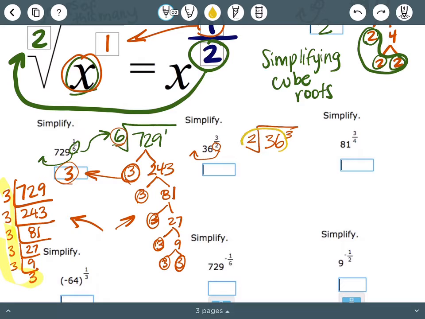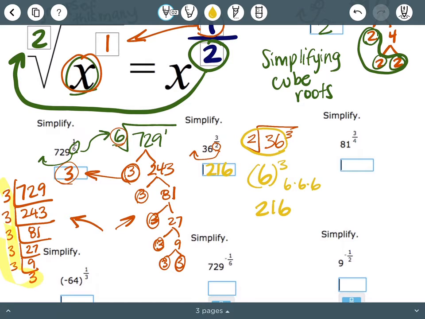I know that the square root of 36 is 6. That's a really simple thing for me to do. So then I can just take 6 to the power of 3, type that in my calculator, or do 6 times 6 times 6, and get 216 as my answer.